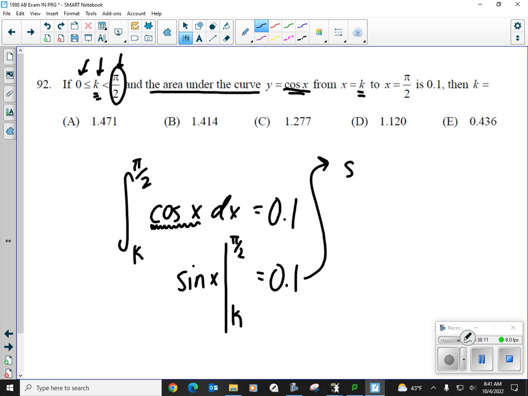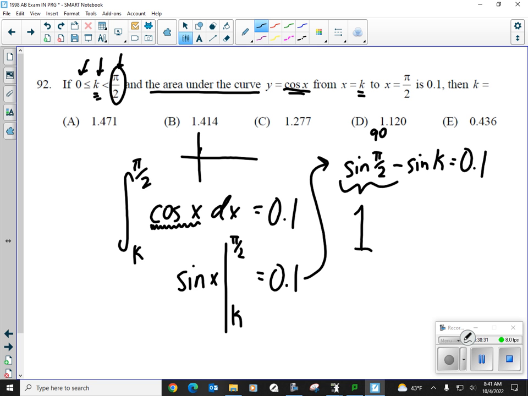Let's plug in our upper bound, the sine of pi over 2, which is 90 degrees, minus the sine of k equals 0.1. Shame on you if you don't know this yet. Sine is the S curve. That should give you a value of 1. If you don't know, now you know. Sine goes up, down, up. Here's 90 degrees, or pi over 2. That happens at 1. Sine of 90 is 1. Minus the sine of k equals 0.1.